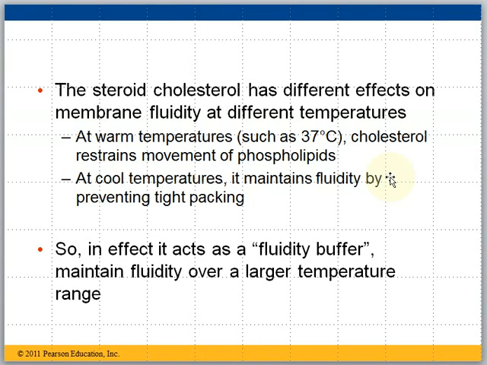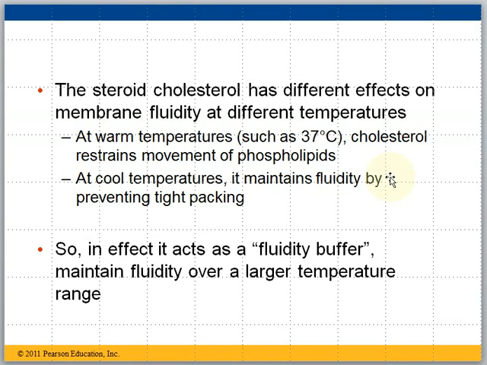It restrains the movement of phospholipids because at that temperature, the phospholipids are very liquefied, and they tend to move around a lot. And while you need the membrane to be in a liquid state, you don't want it to be too free. So the cholesterol actually constrains these phospholipids at a higher temperature, like 98.6 degrees. At a cooler temperature, it actually helps maintain fluidity. In other words, it helps keep those phospholipids from packing too closely together, which keeps them in a liquid state and doesn't allow them to solidify.